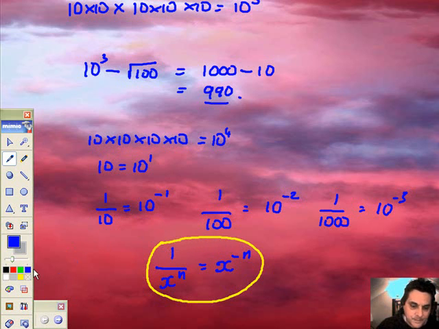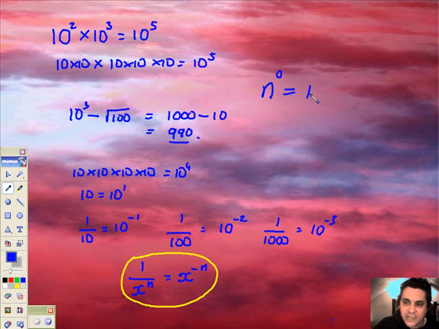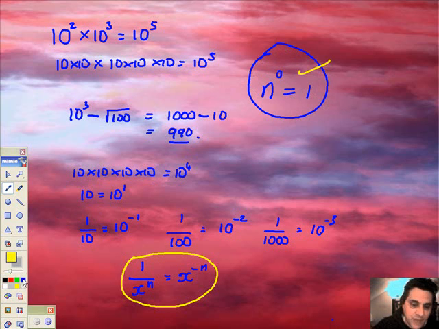Now here's another one you ought to know. I'll write it up here. Any number to the power of 0 is 1. Again, I can prove that, but I don't want to do it right now. I just want you to believe me and to use it. Alright, so that's absolutely true. Do learn that one as well.